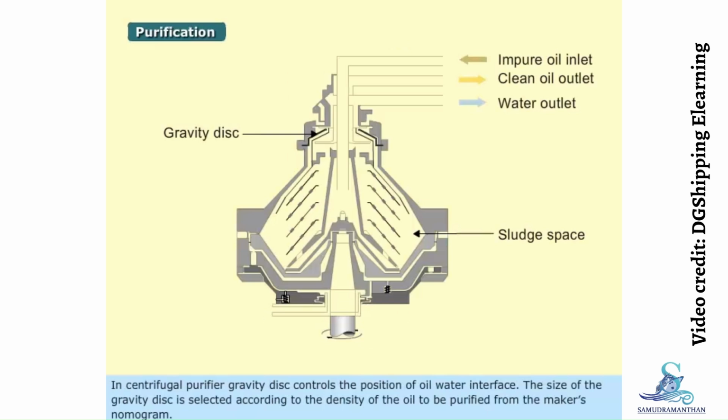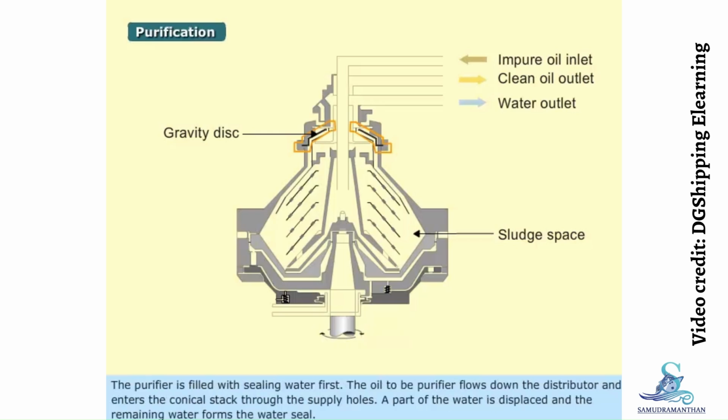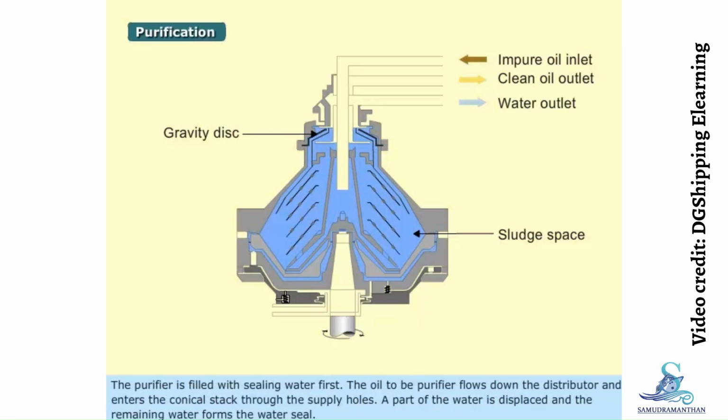In a centrifugal purifier, the gravity disc controls the position of the oil-water interface. The size of the gravity disc is selected according to the density of the oil to be purified from the maker's nomogram. The purifier is filled with sealing water first. The oil to be purified flows down the distributor and enters the conical disc stack through the supply holes. Part of the water is displaced and the remaining water forms the water seal.